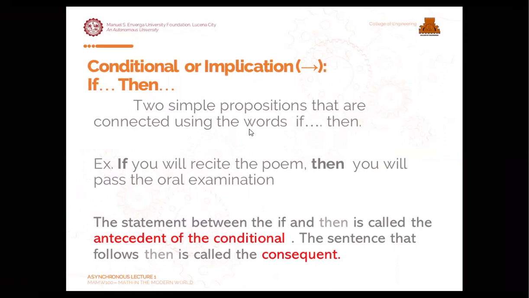So, for example, yung statement natin, you will recite the poem. Ito yung unang statement natin, sabihin natin A. Then yung kasunod is you will pass the oral exam. Ito yung B. So using symbol nung conditional or implication natin, if and then, in-identify natin na proposition A, you will recite the poem, and you will pass the oral examination as yung proposition B natin. So in symbol, pag meron kang A, arrow B, ang ibig sabihin niya is yung sentence na 'to, yung buong sentence na 'yon.